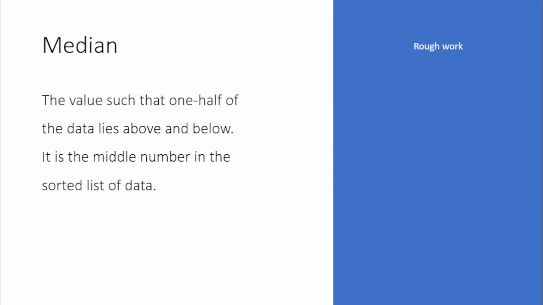So next we have the median. By median, what do we understand? The value such that one half of the data lies above and below. When we talk about the median, we are essentially speaking about the middle term in a sorted list of data. So this is very important: the data needs to be sorted.